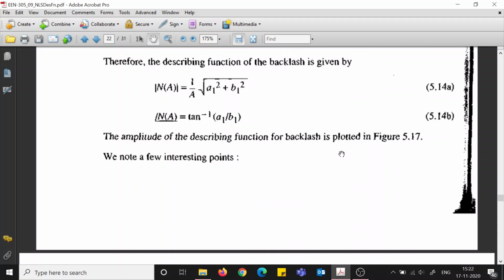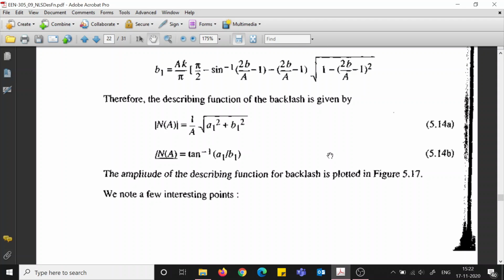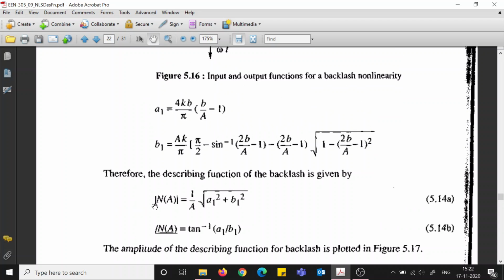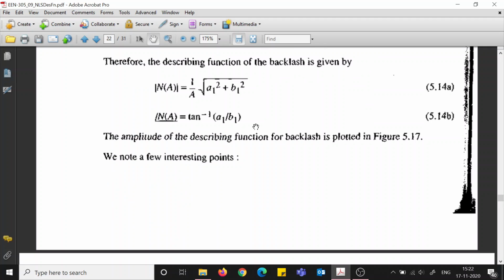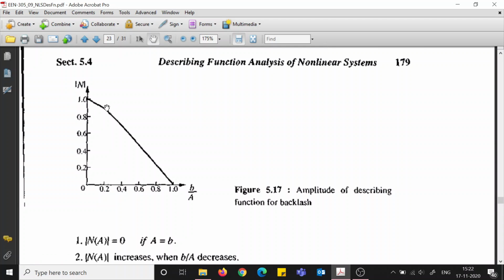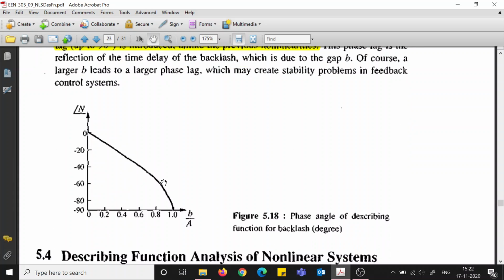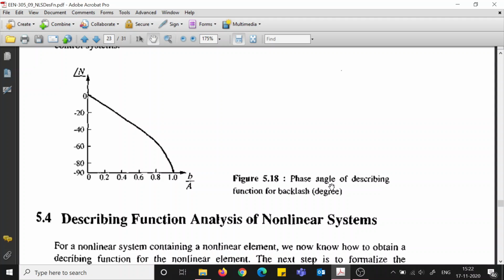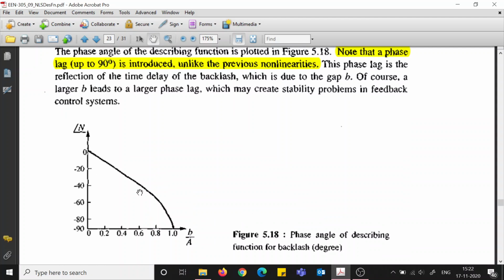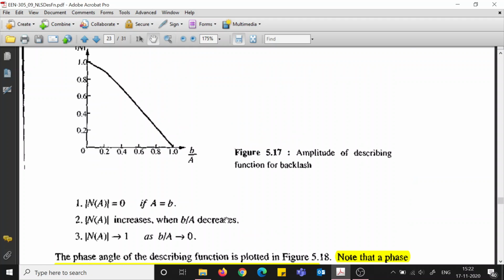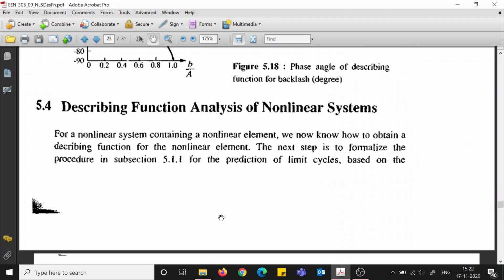So all these different steps are there for calculation of the describing function. In case of backlash, you see there is also an angle coming up. So previously all were without the angle, but in backlash we also have a phase shift. So you see the amplitude of describing function for backlash, the b by a plot, and you have a b by a plot of the phase angle of the describing function. The phase angle is also there. So both plots are there.